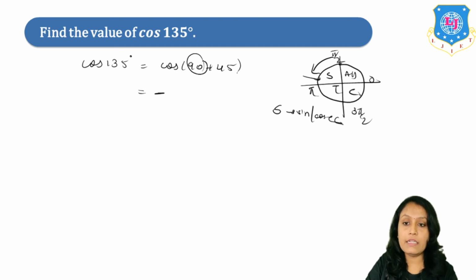Now here 90 degrees is present, and 90 means pi by 2, so cos will convert to sine. So we have sine 45 degrees, and we know the value of sine 45 is 1 upon root 2. So the final answer of cos 135 degrees is minus 1 upon root 2.